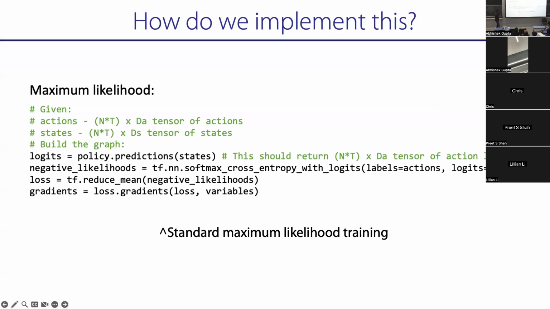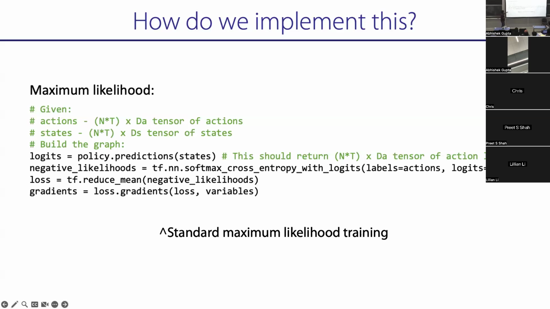If you remember Zoe and Patrick's discussion, this is what you do with the cross entropy loss. You predict the logits, and you compute the negative likelihoods using the cross entropy loss with the labels. The labels are your optimal actions, your logits are your predictions. You can think of maximum likelihood as computing the softmax cross entropy against those logits. You're trying to maximize the likelihood of the actions that are in your expert data set, and your loss is just going to be the mean of those likelihoods. You're going to reduce the negative log likelihood, which means you're going to maximize the likelihood.